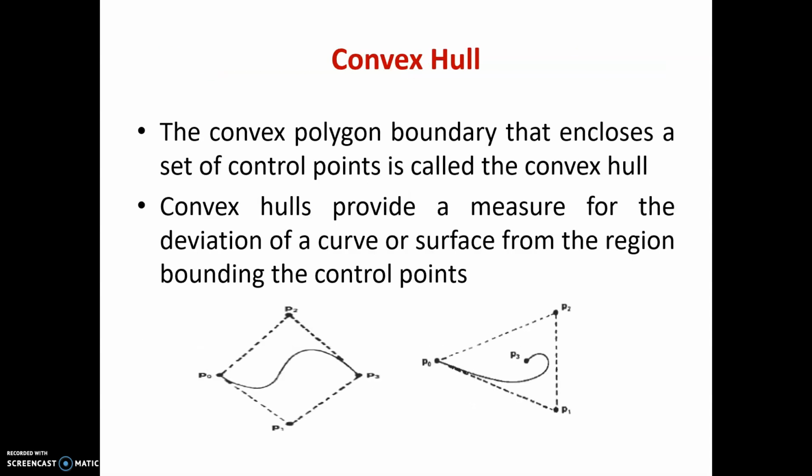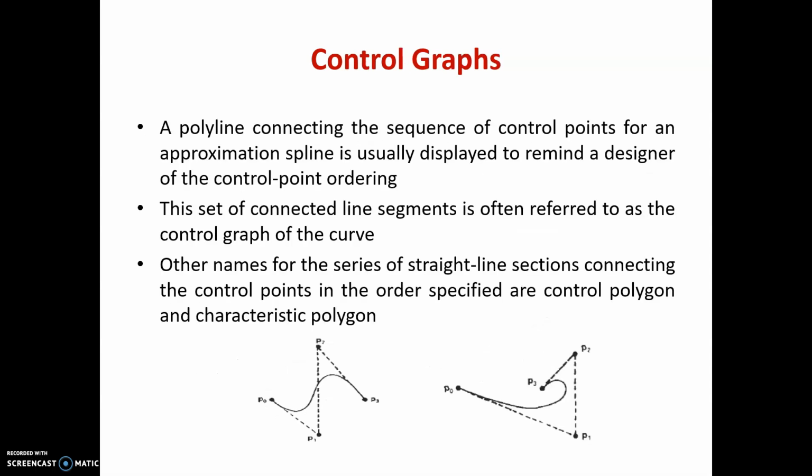Convex hull. The convex polygon boundary that encloses a set of control points is called the convex hull. Convex hulls provide a measure for the deviation of a curve or surface from the region bounding the control points.